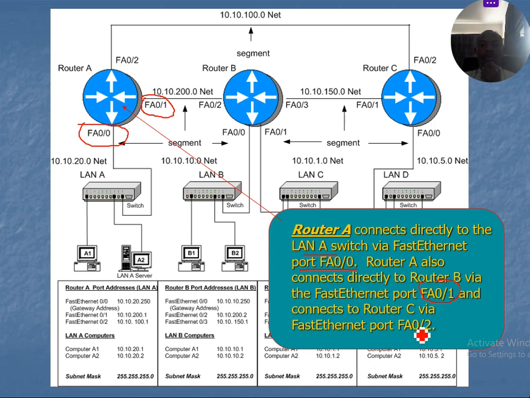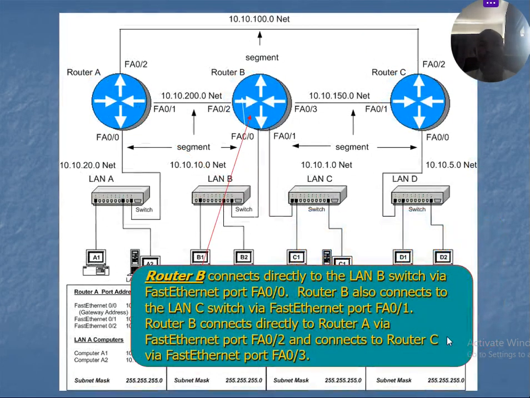They also connect to router C. Router A is connected directly to router C. Look at router C here, through this interface FA0/2. So router A connects to router C via this fast Ethernet port, FA0/2. Is that okay? That's for router A. Now let's move on to router B.